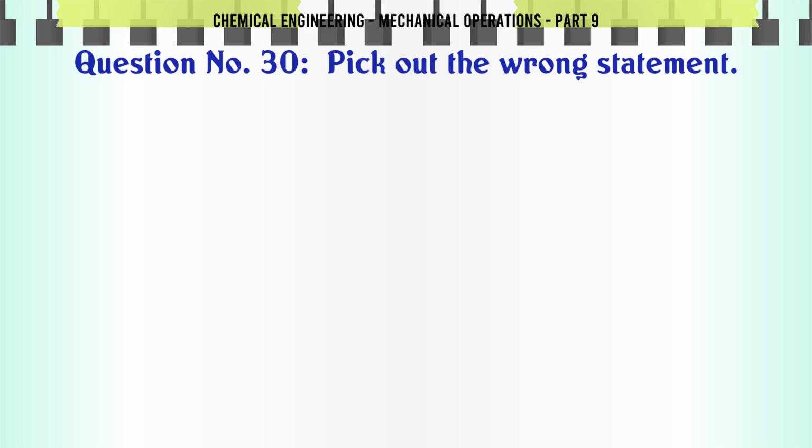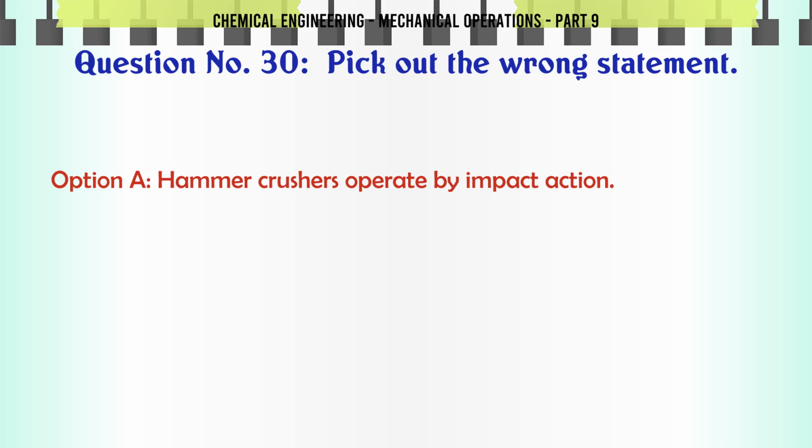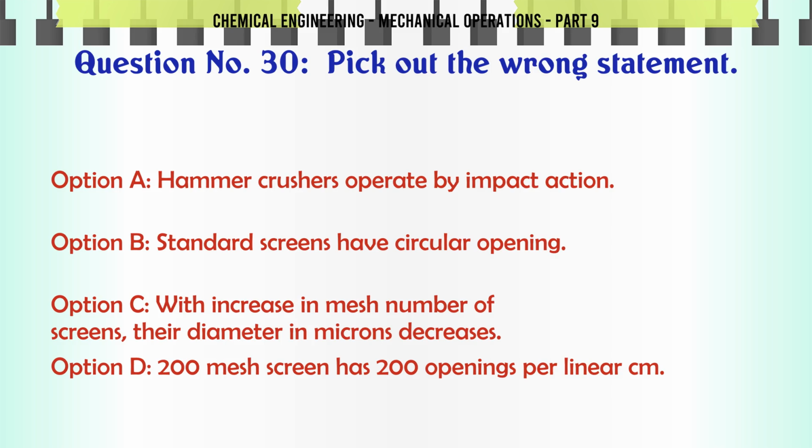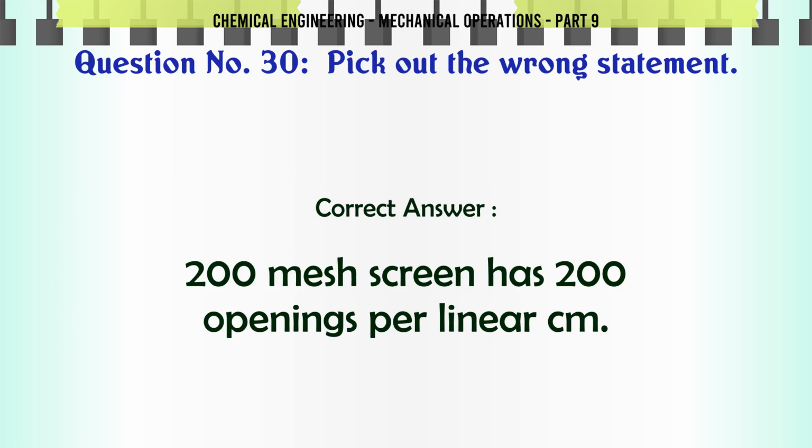Pick out the wrong statement. A. Hammer crushers operate by impact action. B. Standard screens have circular opening. C. With increase in mesh number of screens, their diameter in microns decreases. D. 200 mesh screen has 200 openings per linear cm. The correct answer is: 200 mesh screen has 200 openings per linear cm.